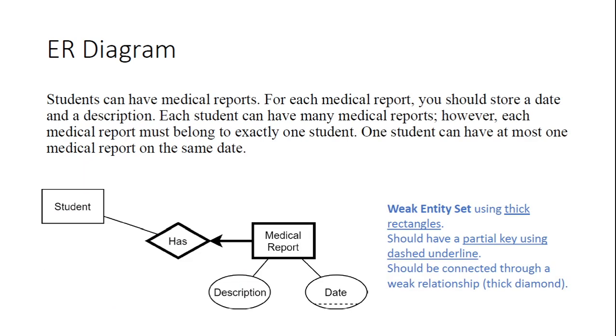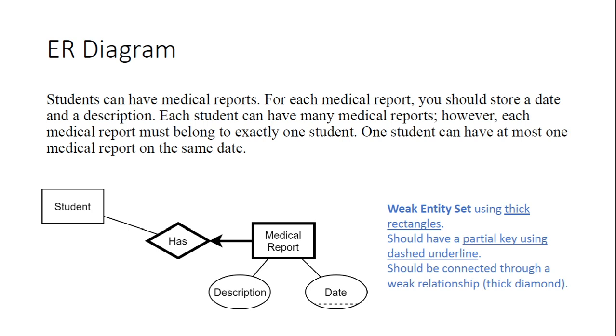And in the ER diagram, we can also have weak entity sets. So for example, this is again from the description, it's saying that students can have medical reports. For each medical report, you should store a date and a description. Each student can have many medical reports. However, each medical report must belong to exactly one student. One student can have at most one medical report on the same date.